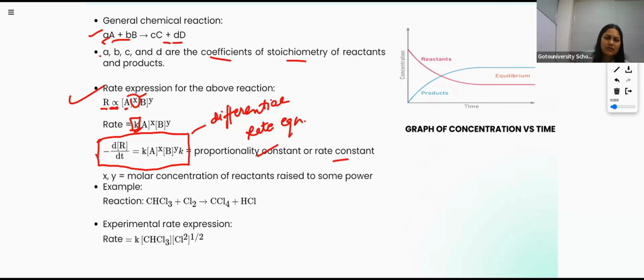Why is it known as the differential rate equation? Because it is in differential form, d by dt. Here we have used x and y as the powers, and these are the molar concentrations of the reactants raised to the power.